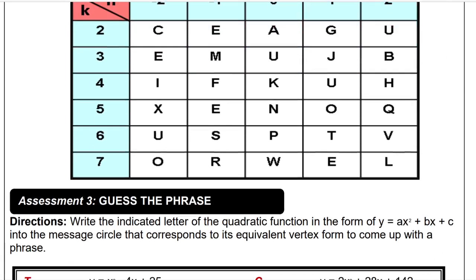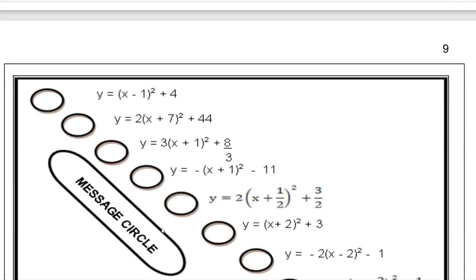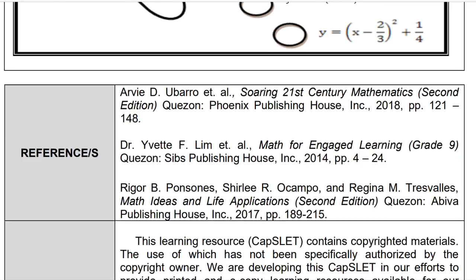You decode the message. Okay, here also guess the phrase. So write the indicated letter of the quadratic function in the form y equals ax squared plus bx plus c into the message circle that corresponds to its equivalent vertex form to come up with phrase. So you just write the letters here. Okay, so you just write the corresponding letter there to decode the message. So that's all for this one.